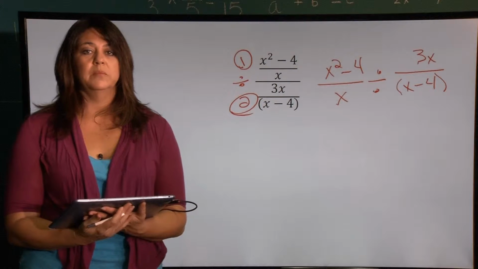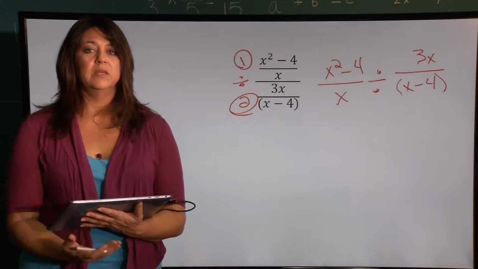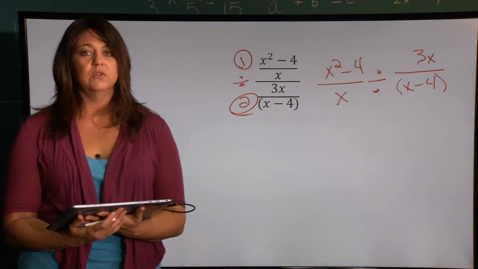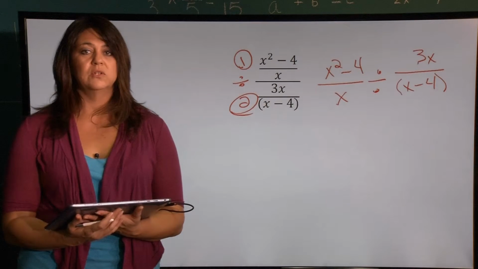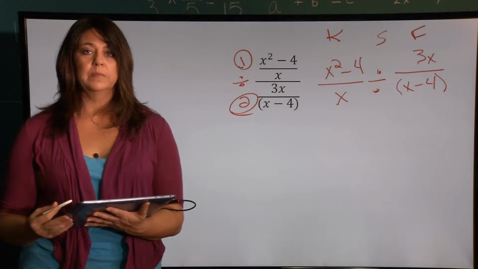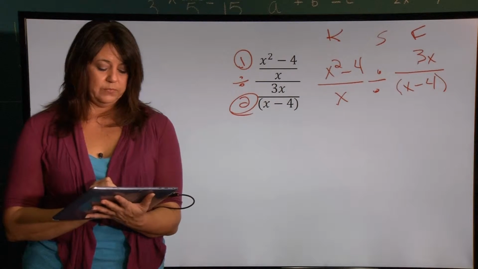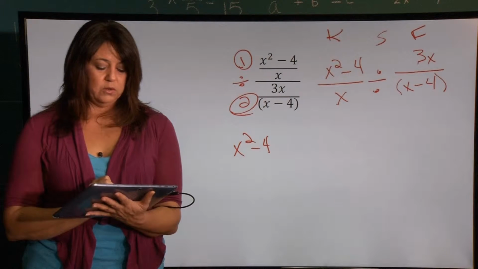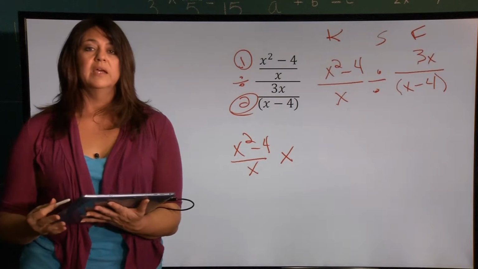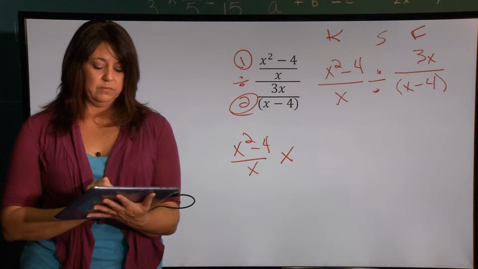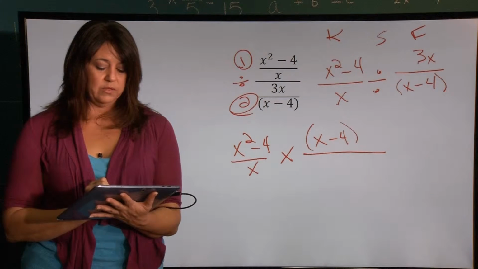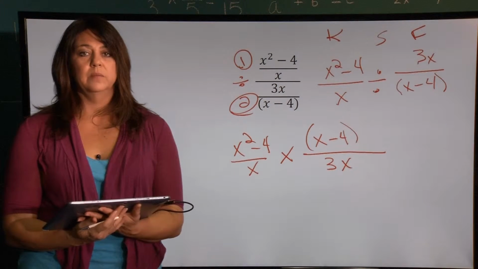If your first step keeps the division and keeps the fractions in their same state, it will be easier for you to see the next step, which is to keep, switch, flip. Keep the first fraction, x squared minus 4 over x. Switch to multiplying, and then flip the second fraction. So the x minus 4 comes to the top, and the 3x moves to the bottom.